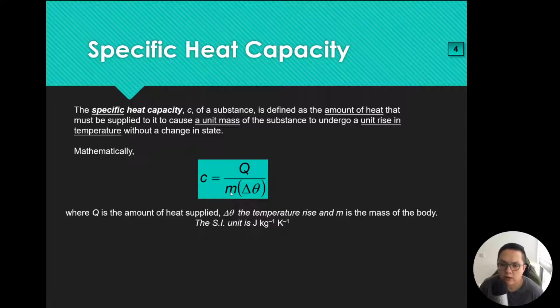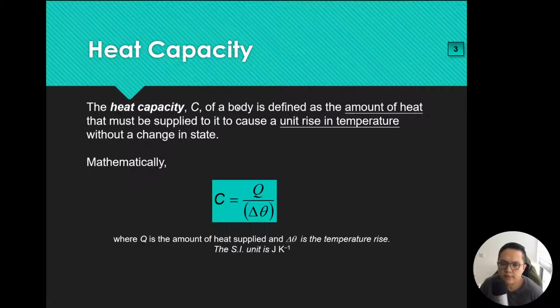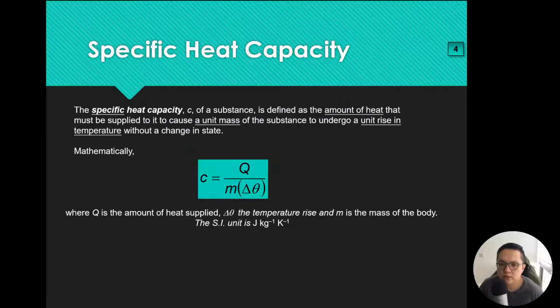Note this difference. This is the heat capacity of a body, so the body has to take into account the mass as well. But for a substance, we divide by mass. So if you have the specific heat capacity of gold, this will apply for all samples of gold, regardless of the mass.